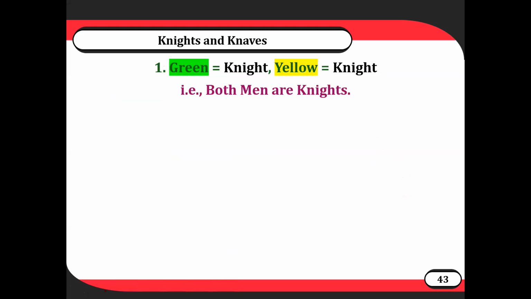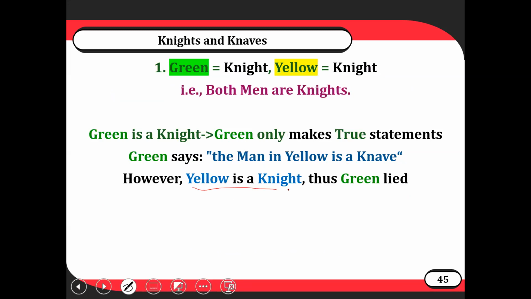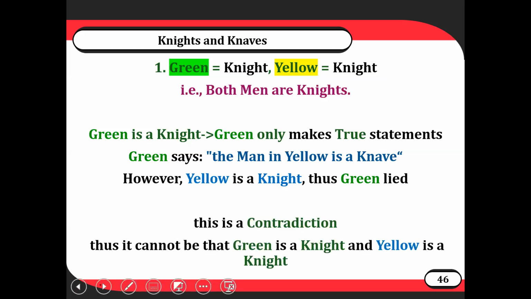So case one, both men are knights. If green is a knight, then green only makes true statements. And green says the man in yellow is a knave. However, we know that yellow is a knight. So that's what we have up here. Thus, green has told a lie. But green cannot tell a lie. So green is a knight, and green only makes true statements. So we've reached a contradiction.